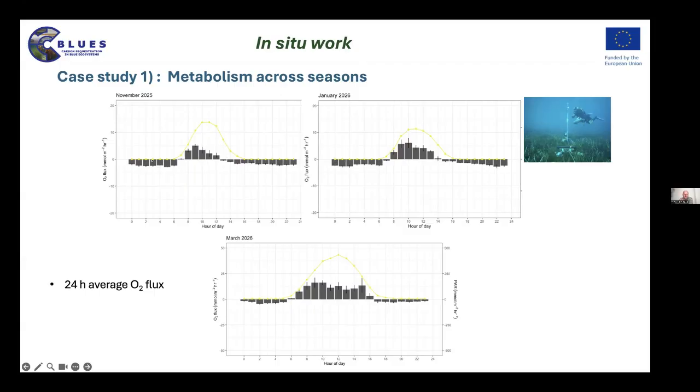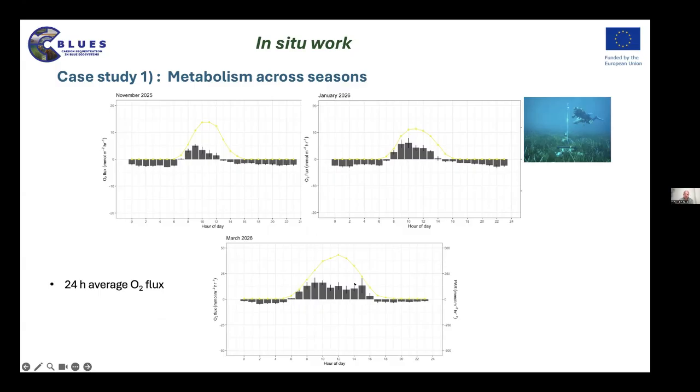But what you can see here is the integrated oxygen flux over a 24-hour daily cycle. So this is the combination of several days of observations. In yellow, you have the light again, and the black bar corresponds to the oxygen flux. And what you can see is during fall, in November, we are really dominated by respiration with a little bit of primary production. In January, we start to have a bit more primary production.